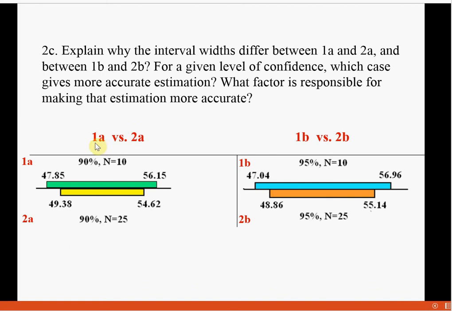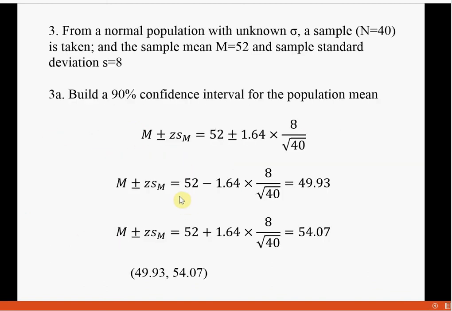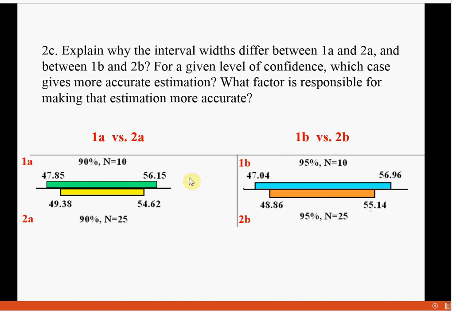So a comparison between 1A and 2A really helps us understand which estimation is more accurate and what factor is responsible here. For the same reason, the comparison between 1B and 2B helps us understand why 2B has a narrow interval, because it has a larger sample size. Larger sample size makes estimation more accurate. The narrow interval makes estimation more accurate for the same level of confidence. Okay? So question 2.